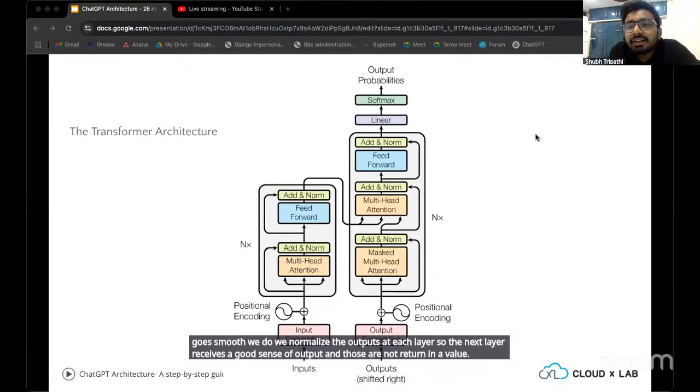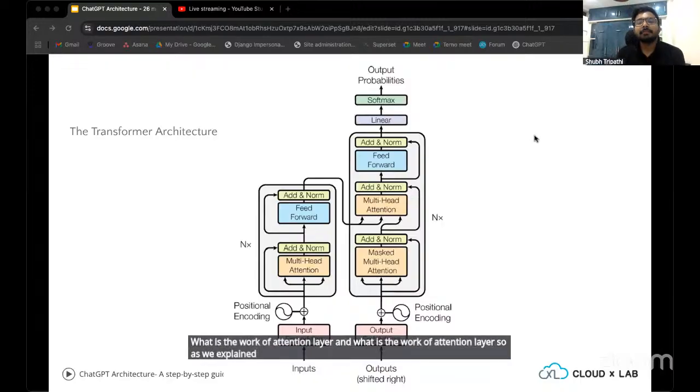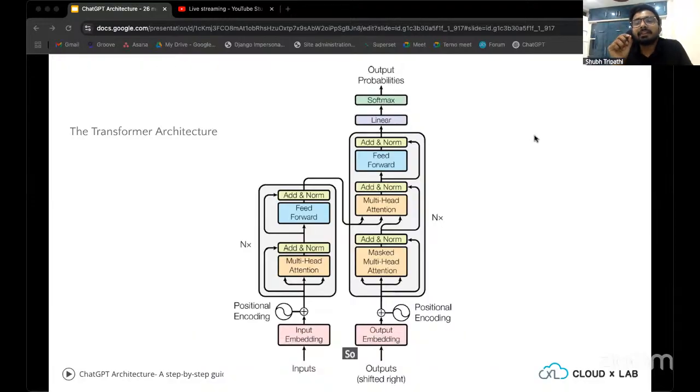What is the work of the attention layer? As we explained with the self attention mechanism, suppose there is an input: "the cat sat on the mat because it was tired". Here, in "because it was tired", "it" represents the cat, that we know, but how will we tell the machine?